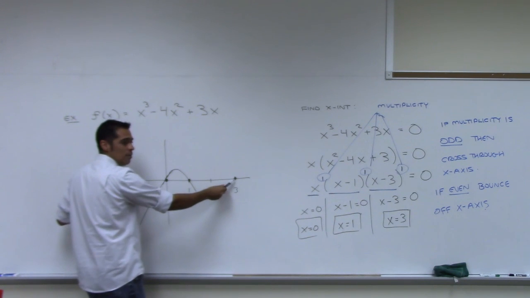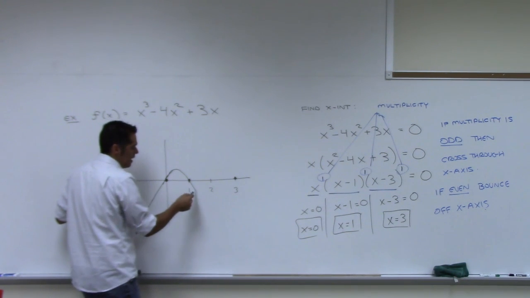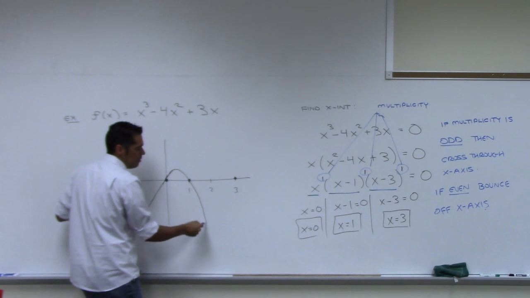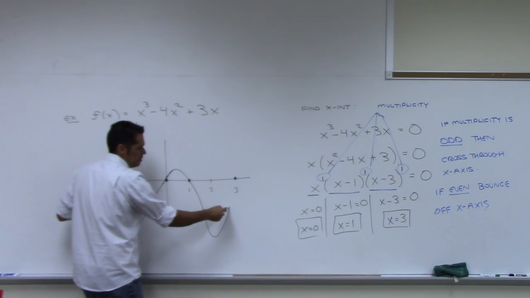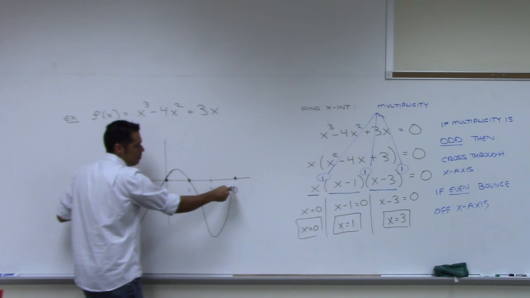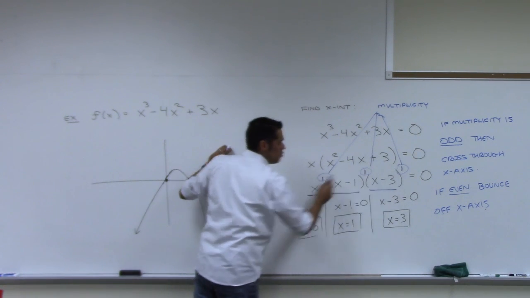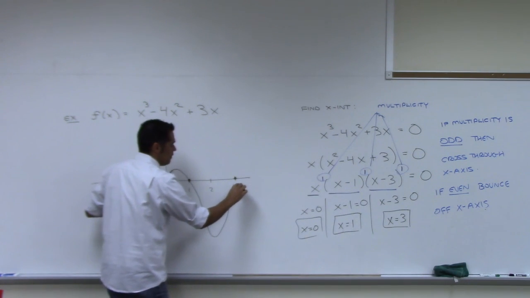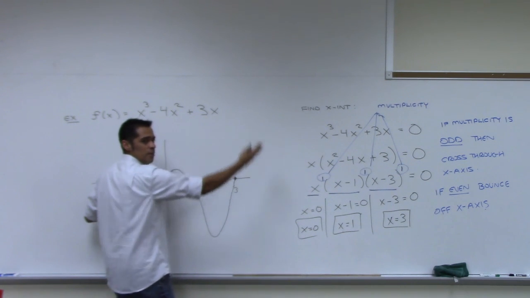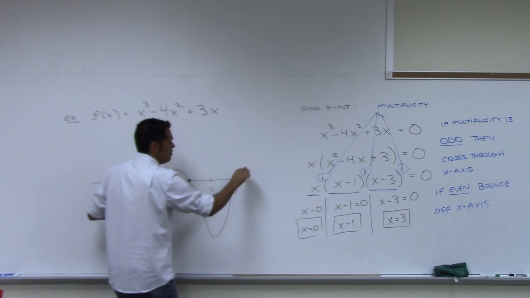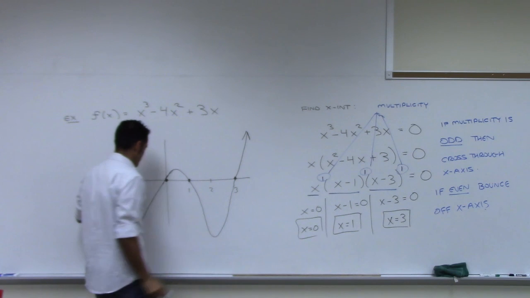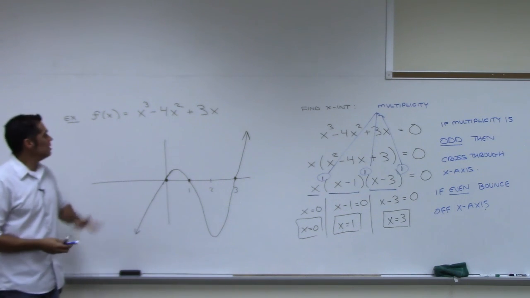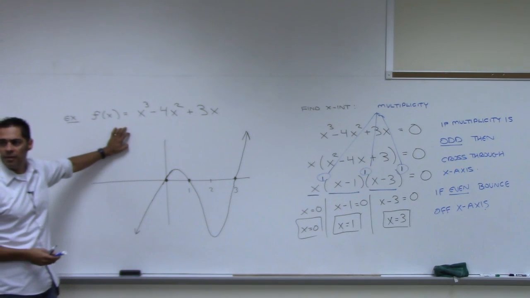Now I've got to get back to 3, right? And when I get back to 3, it doesn't matter how low you go here. Come back here, and when I get there, what am I going to do? Cross through, because again, the multiplicity is 1. It's odd. So I cross through, and if I cross through, remember what the right-hand behavior was? It was up. So our graph looks like this. That is the sketch. That is the graph of this polynomial function.